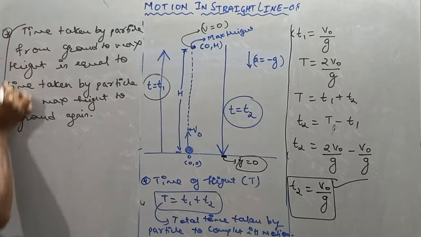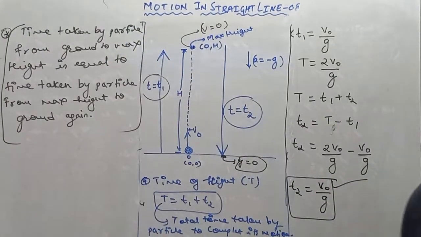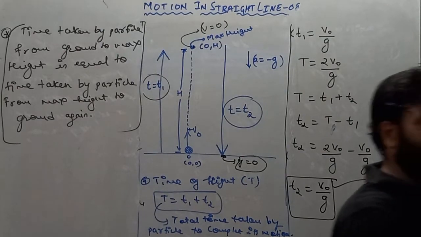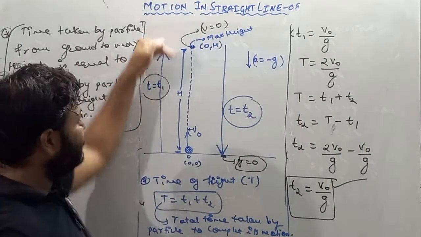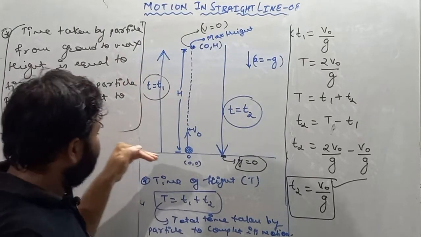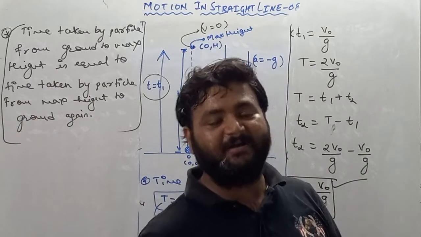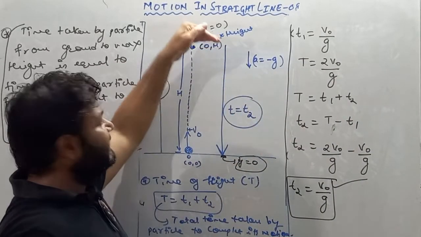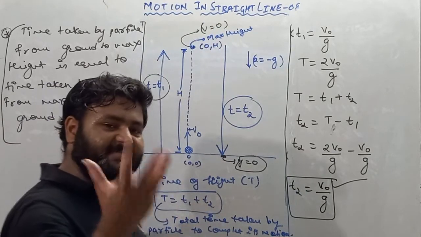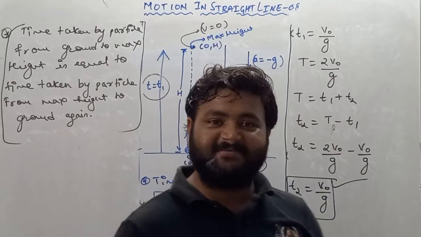I hope you all understand all these equations. So the first thing we will find is the total time taken by the particle from ground to maximum height. It is equal to V0 by G. What is V0? V0 is the initial velocity. Then we will find the time taken by the particle from maximum height to ground, which is again equal to V0 by G. V0 is the initial velocity and G is acceleration due to gravity.